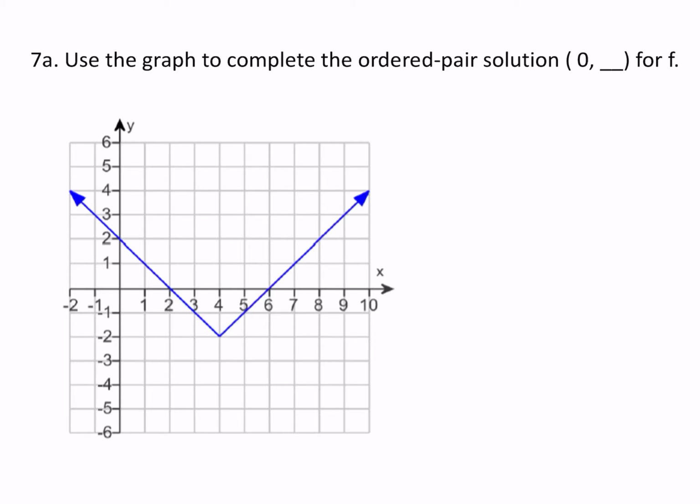Right, lesson 3, part 3. A little bit more to go over. This one says use the graph to complete the ordered pair solution 0, comma something for f, for the function.